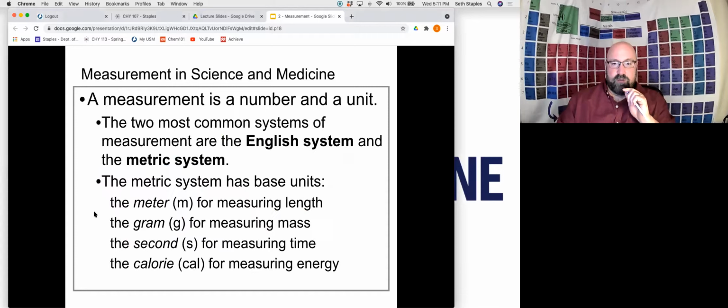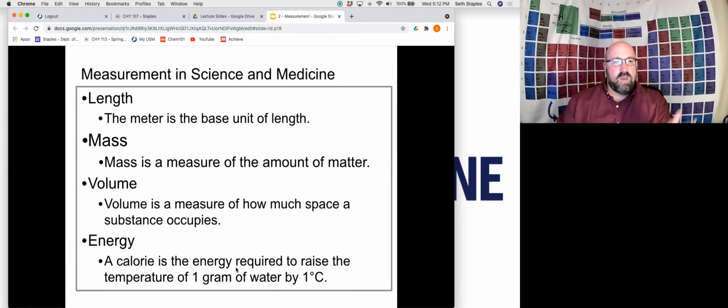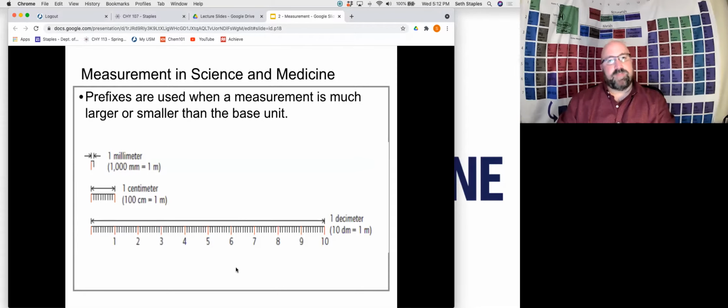The base units are the meter for measuring length, the gram for measuring mass, the second for measuring time, and the calorie for energy, but we're not going to work much with energy for this class. Length, the meter as the base unit; the mass of something with the gram. We might also want to measure the volume of something, how much space is occupied.